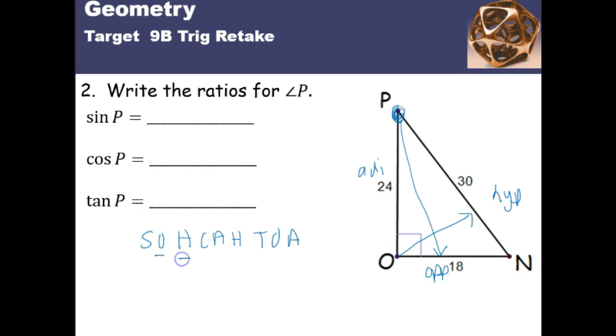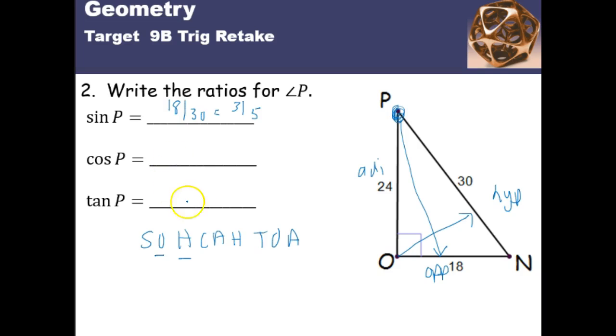So sine is opposite over hypotenuse. So the opposite is 18 and the hypotenuse is 30. So I'm going to say 18 over 30. Now that can be reduced, so you can use the button on your calculator to reduce it, or 6 goes into 18 3 times, and 6 goes into 30 5 times, so 3/5.